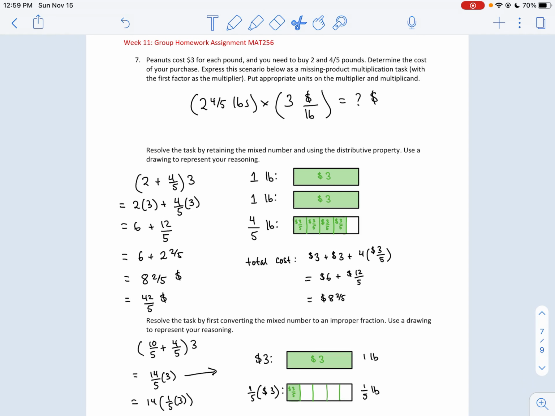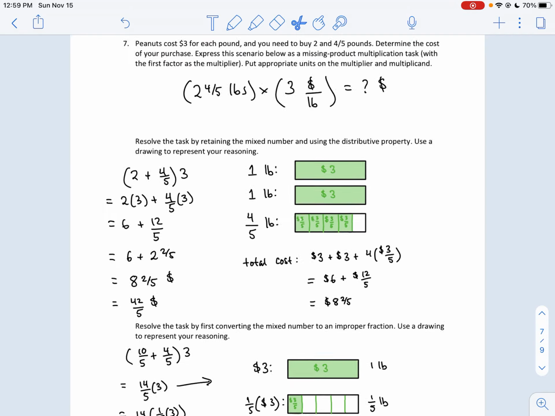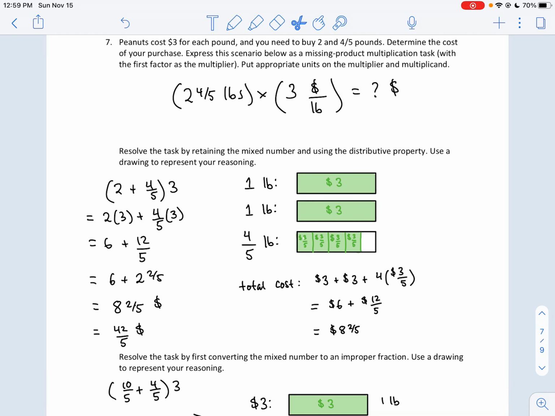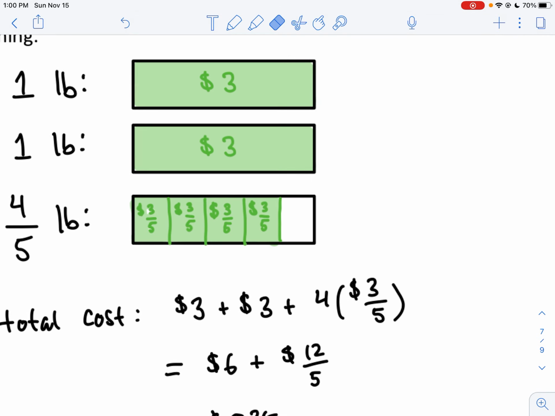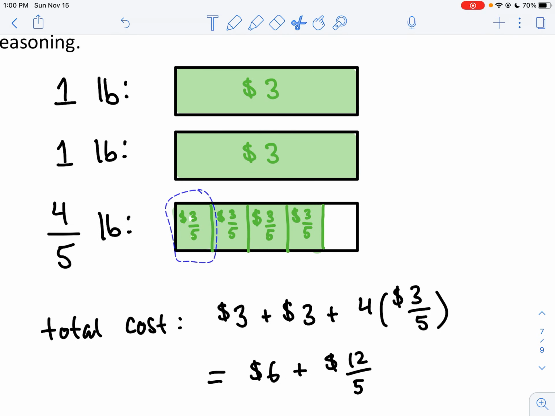This one here, we had 2 4/5 pounds times $3 per pound. So this was a case where the multiplier was a fraction and the multiplicand was not. And we did it first by distributing the 3. So we have 2 pounds at $3 per pound. Here's the first pound, here's the second pound, so that's already $6 for the first 2 pounds. But then we had to figure out what 4/5 of a pound would cost. Well, each of these little squares in here was 1/5 of $3, so it's 3/5 dollars. So 4/5 of the pound would be 4 of those put together. So I got my total.